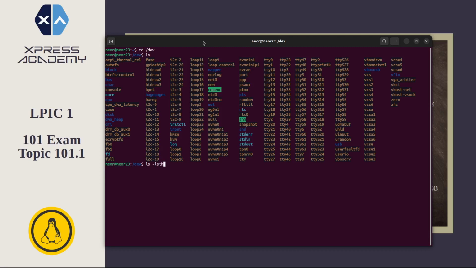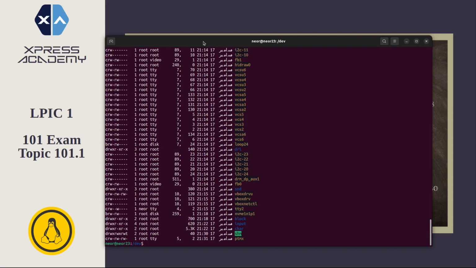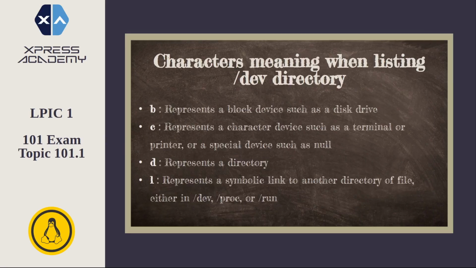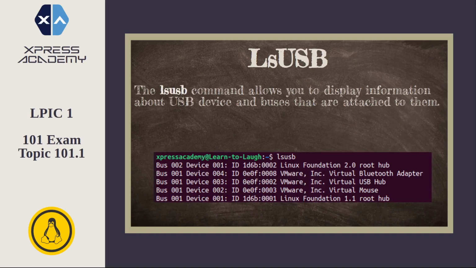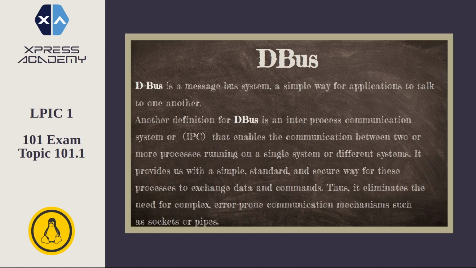This can be done on character devices or block devices. When listing, b, c, d, and l will indicate this. B represents a block device such as a disk drive. C represents a character device such as a terminal or printer, or a special device such as null. D represents a directory. And L represents a symbolic link to another directory or file, either in the dev, proc, or run directory. Now let's talk about dbus, a magical message bus system that simplifies communication between applications.